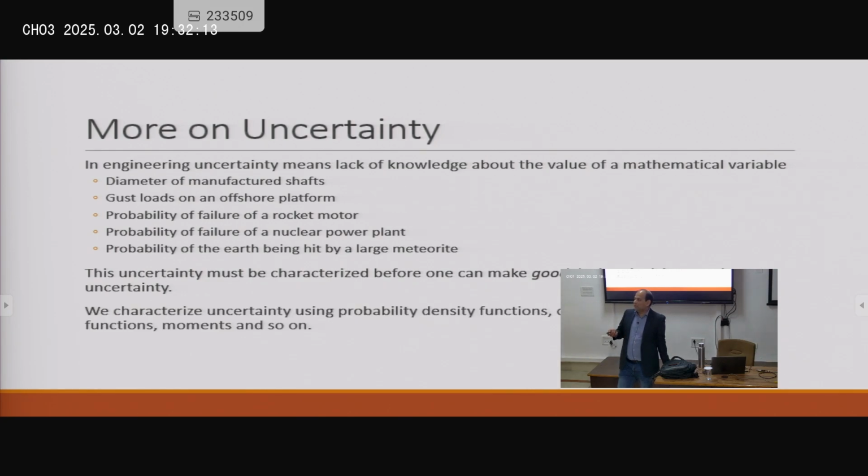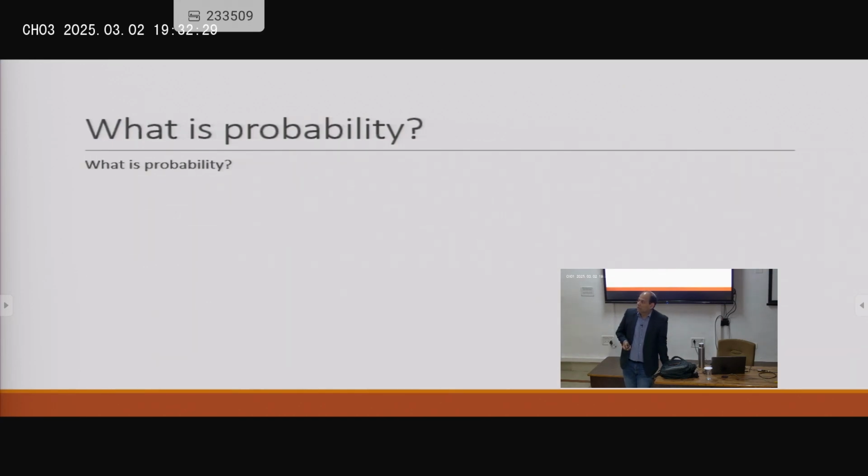So we characterize uncertainty using probability density functions, cumulative distribution functions, moments, and so on, right? So we need math models. You've had statistics, all of you, I'm assuming. So you could build those models, or at least apply those models. Okay. So related to uncertainty is this concept of probability.